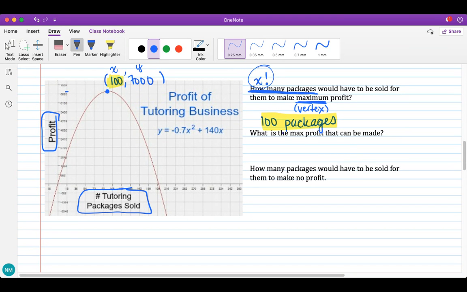Now, what is the maximum profit that can be made? So it's asking for profit. What is the actual maximum profit? And profit is my Y value. So my maximum profit is going to be $7,000.